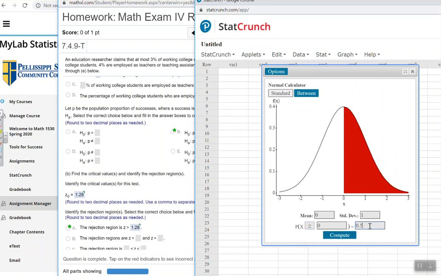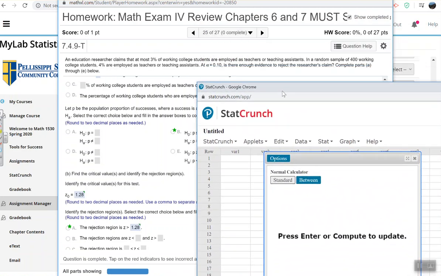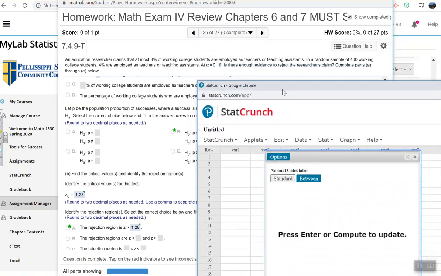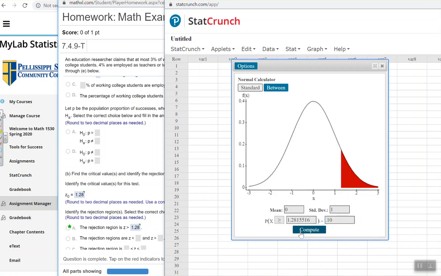And then right here, I'm going to clear this out, is where I need to put what alpha is. So if we go back to the problem, it says that alpha is 0.10. So we just put 0.10 right here, and we leave this at 0 and 1 because this is your normal distribution of your z-score. So we're getting a z critical value, and that tells us that it is 1.28.